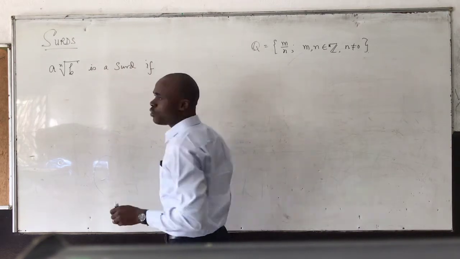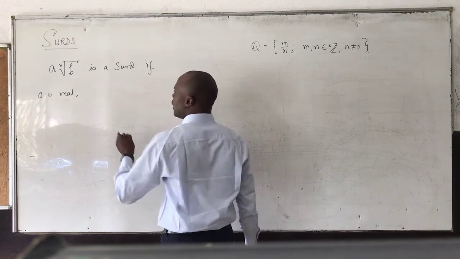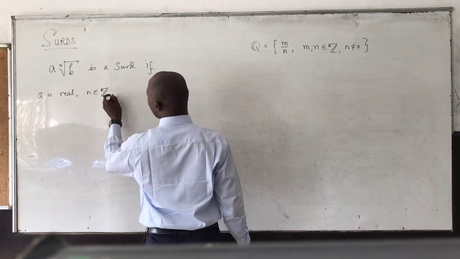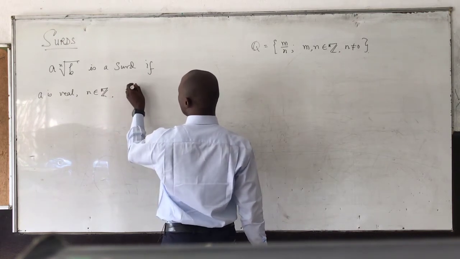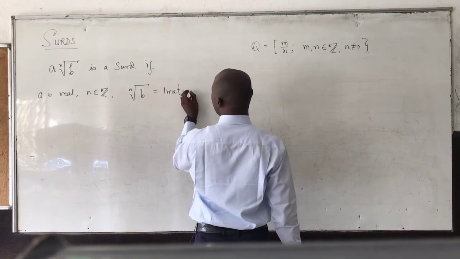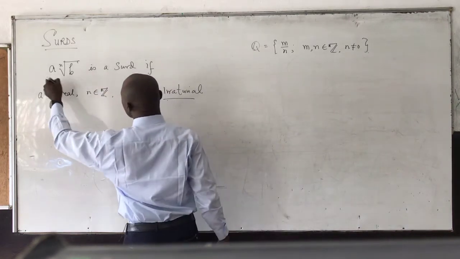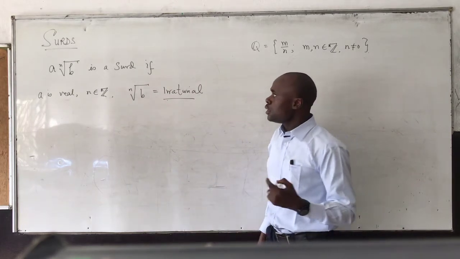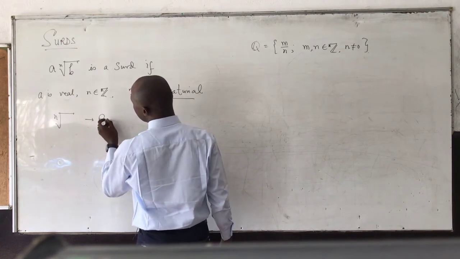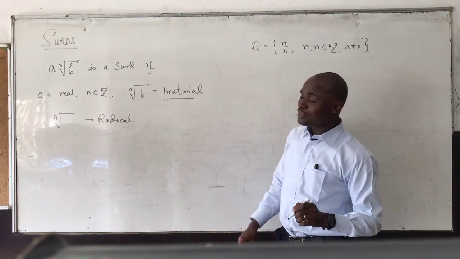if a is real, that's any real number, n can be any integer, and the nth root of b is irrational. So this gives us an irrational number. If this gives us an irrational number, then all these forms are what we call a Surd. Now you ask me, what is this? This is what we call a radical. In mathematics we call that a radical. Don't allow that to scare you.